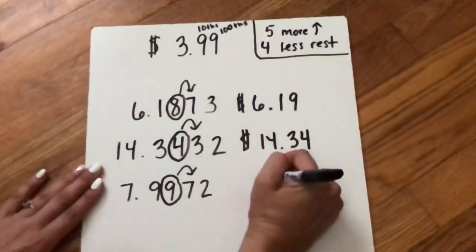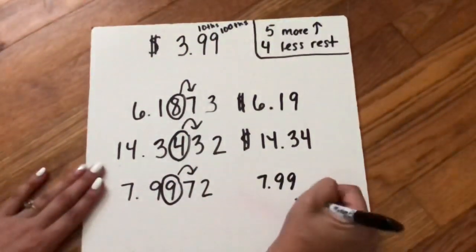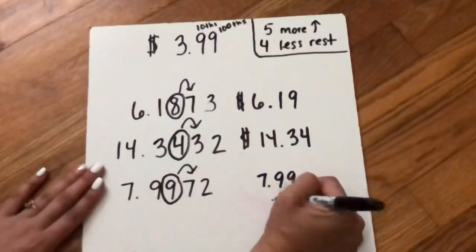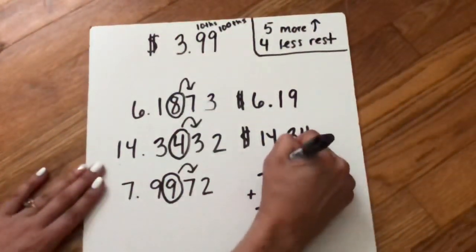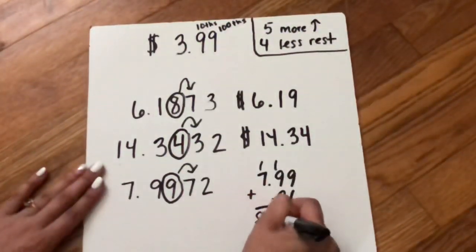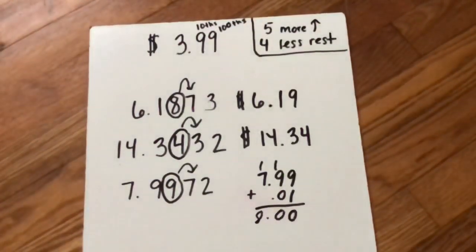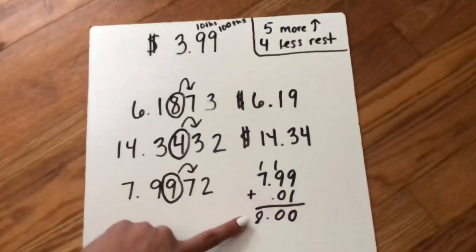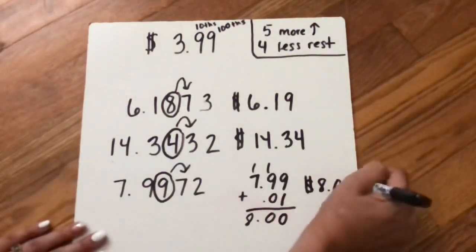So let's think about that. If I have $7.99, and this is gonna go up by 1, so think of that as a penny. Let's do that addition. 9 plus 1 is 10, I carry my 1. 9 plus 1 is 10, I carry my 1. It's $8. And if you think about it, $7.99, if we're going up by 1 penny, just like the math we did, is $8. So this final answer would be $8.